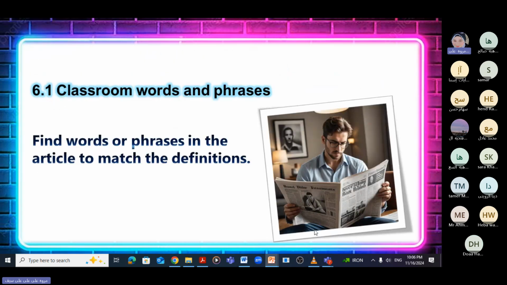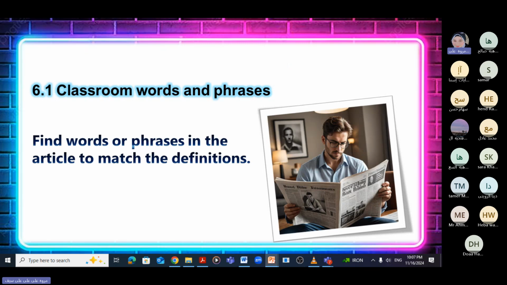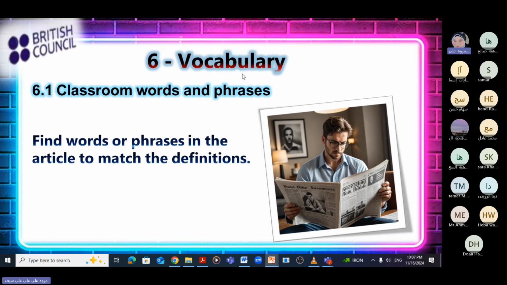Now we have vocabulary, and I have a wonderful game for you. This activity is based on a magazine article that I will get you to read at home, inshallah. I have shared it on the WhatsApp group. You will read the article and answer the questions based on it. But now I just have a vocabulary game, which hopefully is going to be fun and enjoyable. You will find words and phrases in the article to match the definitions.